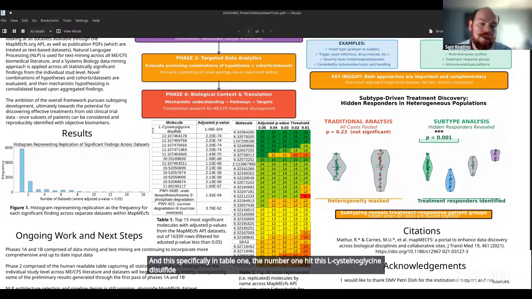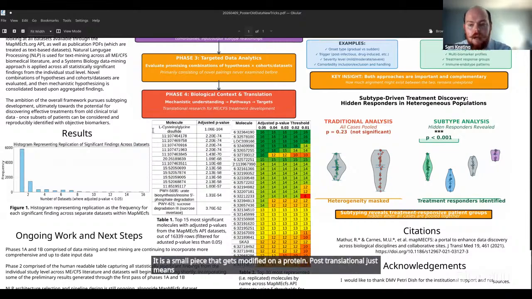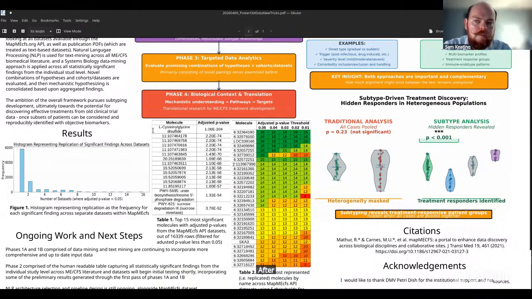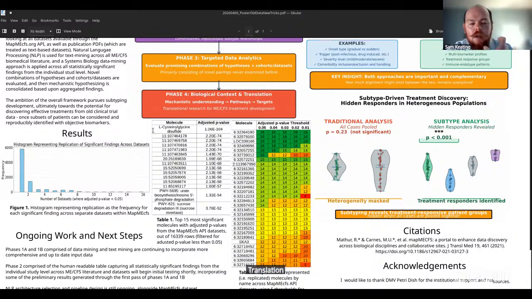It's a post-translational modification, which technically means within proteomics, it is a small piece that gets modified on a protein. Post-translational just means it's after transcription and translation, the central dogma in biology. DNA goes into mRNA, goes into protein. Translation makes the protein from mRNA into amino acids as the protein chain.